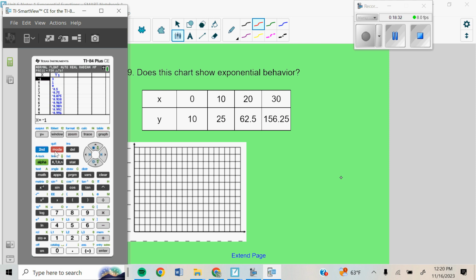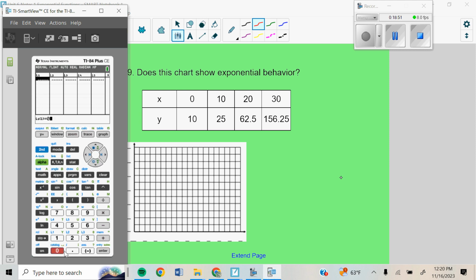So I want to go out of that. And you want to hit Stat, that's by your arrow button. So Stat and Edit. And if you have any data in there, you're going to arrow up and you want to hit the Clear button. Do not hit delete. If you hit delete, your list will go away. We don't want that to happen.